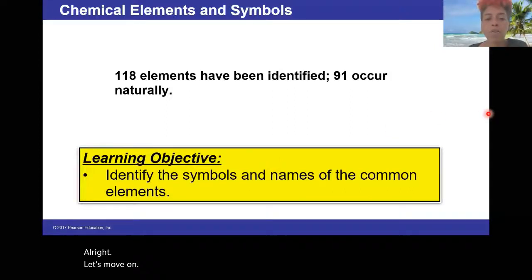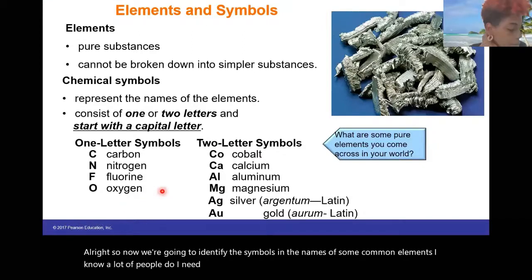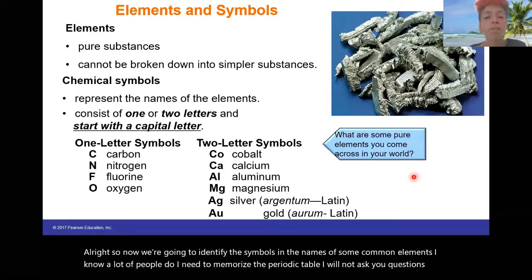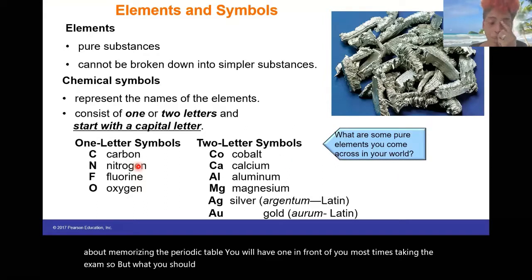All right, so now we're going to identify the symbols and the names of some common elements. I know a lot of people want to know, do I need to memorize the periodic table? I will not ask you questions about memorizing the periodic table. You will have one in front of you most times taking the exam. But what you should know are the symbols. So if C is for carbon, you should know it's carbon.